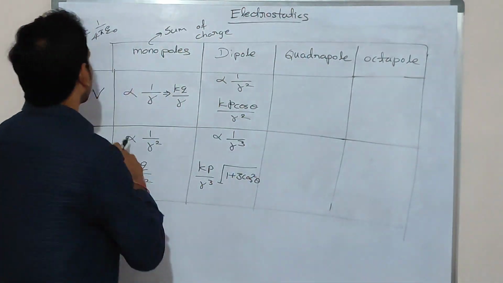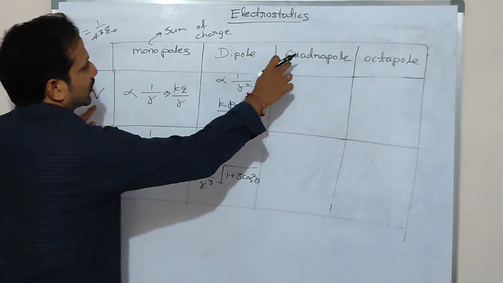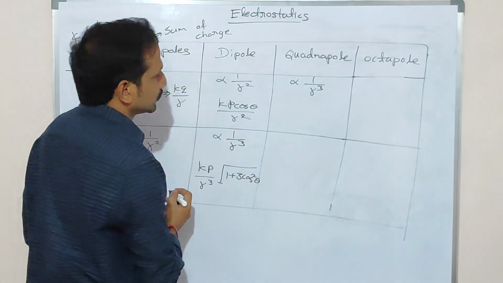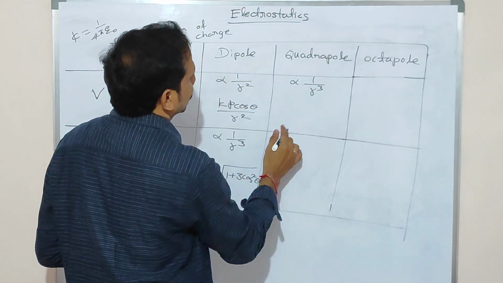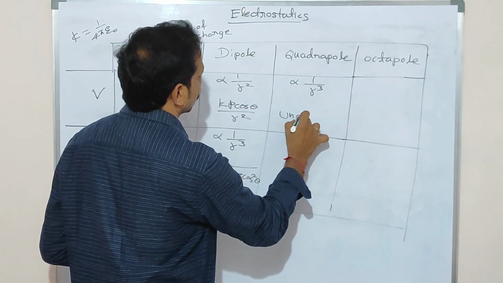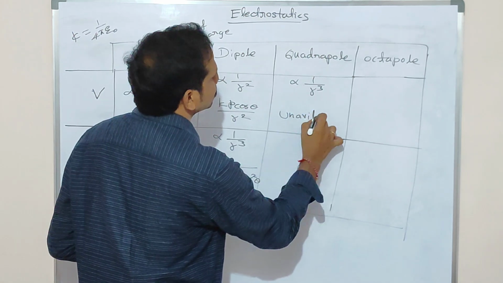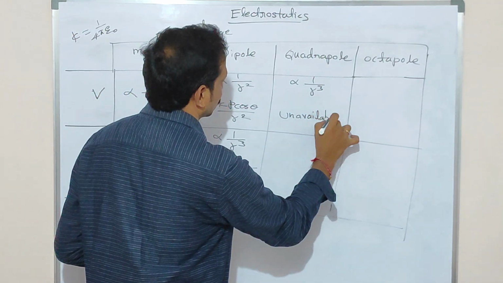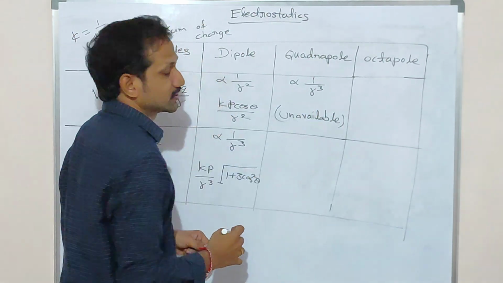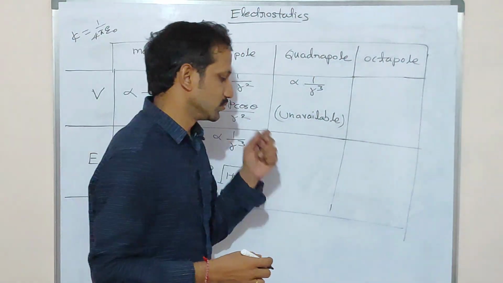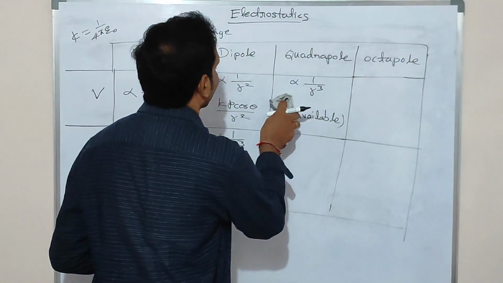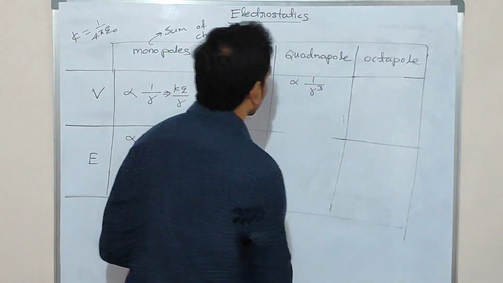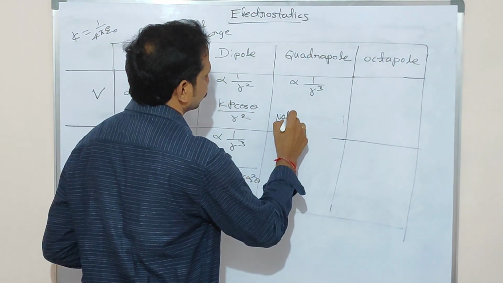Quadrupole: remember, the potential due to a quadrupole will be inversely proportional to r cube. The potential formula is not required.